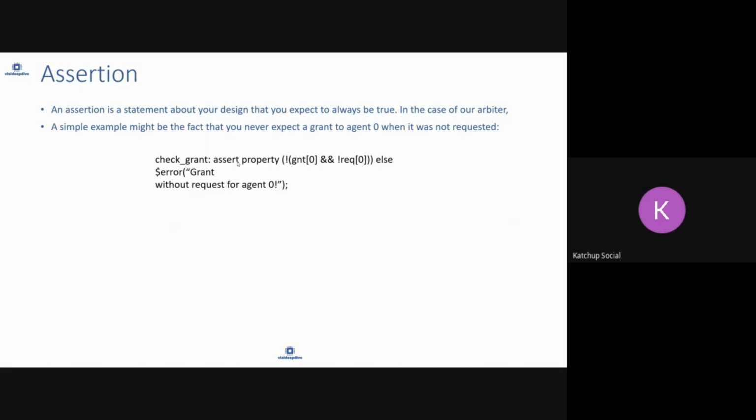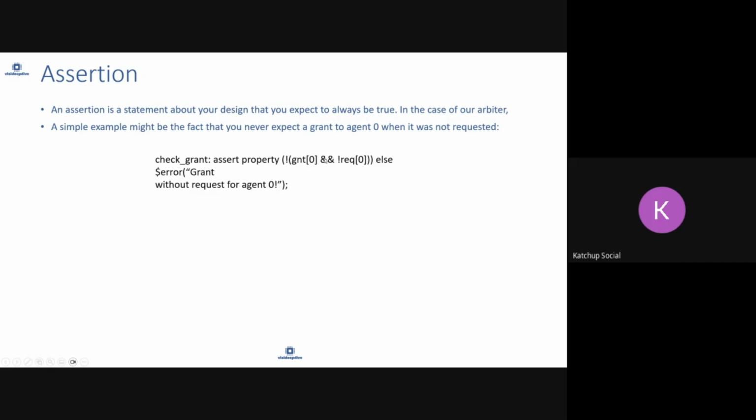So what kind of assertions can you write? Assertions are behavior of your design or properties of your design. So an assertion is a statement about your design that you expect to be true. For example, a very simple assertion which is basically done is, maybe there is a property or a fact in the design: you never expect a grant to agent 0 when it was not requested. So basically, you cannot give a grant when it was not requested. When it is not requested, you expect this to not turn 1. So when request is 0, that means not of request, your grant cannot be 1.